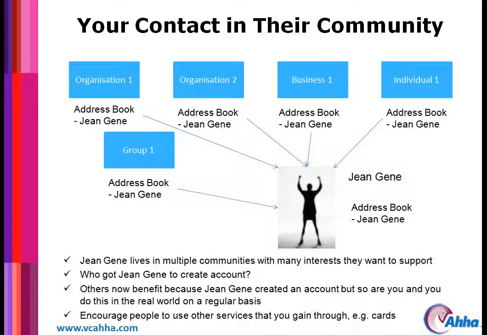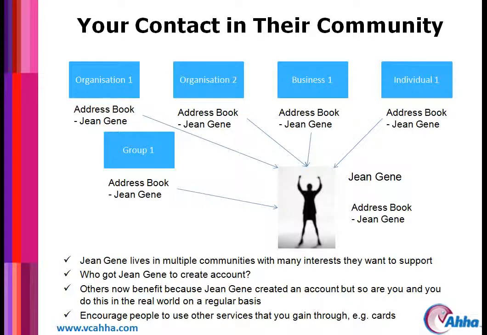Now, the question then becomes, who got Jean to create an account? Because the organisation can't create accounts on her behalf, a group can't, a business can't. The only person that can create an account for themselves is Jean. So, what bit of advertising, or what bit of marketing, or what bit of lobbying, what campaigning, what message, what text message finally got Jean to create an account? Good question.